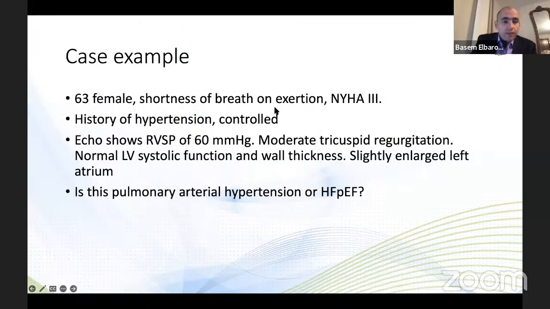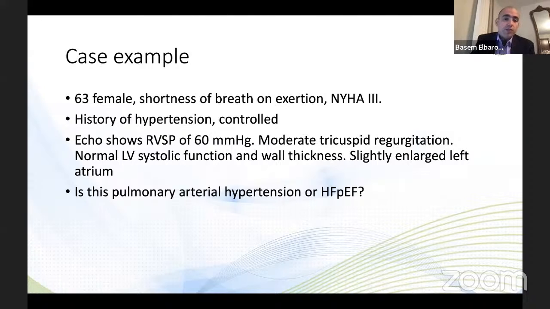Let's start with a case example. You have a 63-year-old female patient whose main complaint is shortness of breath on exertion, NYHA class 3. She has a history of hypertension, but reasonably controlled. The echocardiogram showed an RVSP of 60 mm mercury. The echo group will explain what the RVSP is, but it summarizes the assessment of the right ventricular systolic pressure.